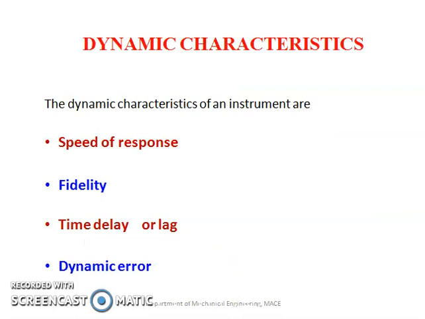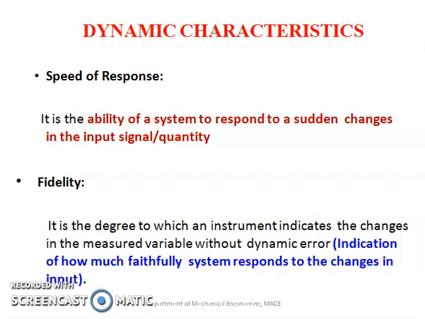Various dynamic characteristics of an instrument are speed of response, fidelity, time delay or lag, and dynamic error. Let's see one by one. First one is speed of response. It is the ability of the system to respond to sudden change in input signal. Next is fidelity. It is the accuracy by which the instrument indicates the change in measured variable without dynamic error.